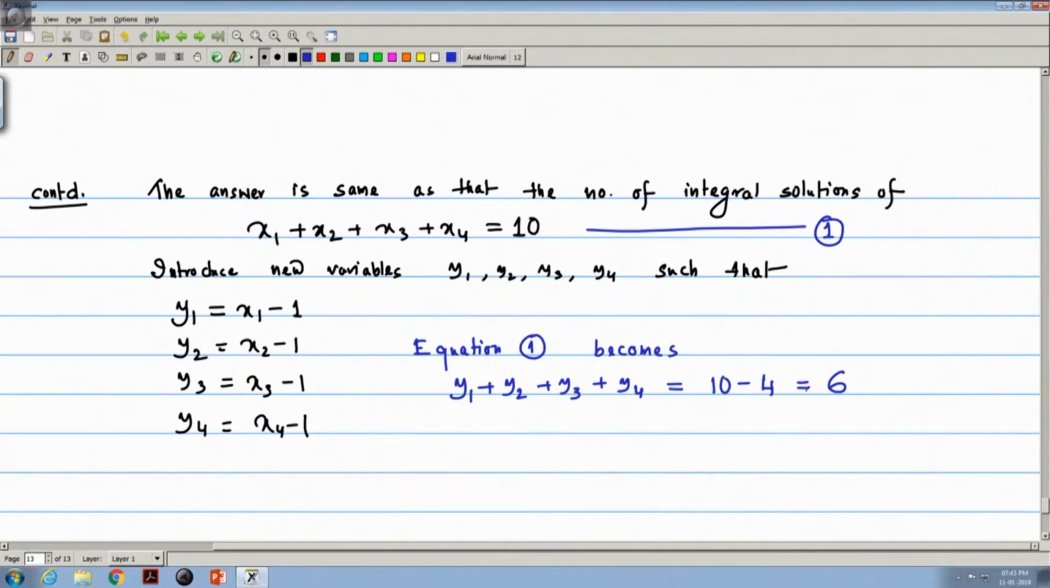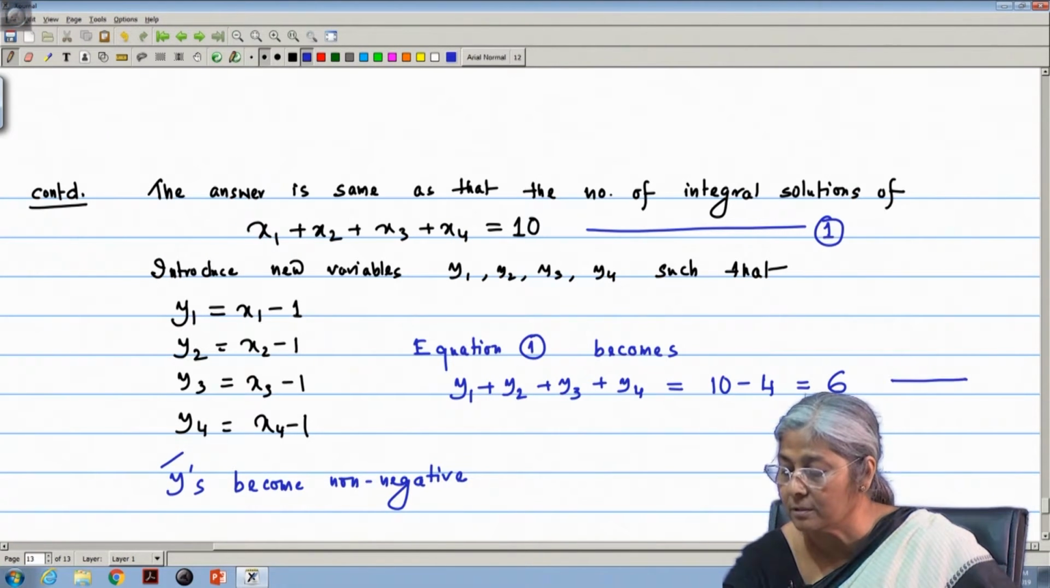So, that is why we have done this, so that the y's become non-negative. I have to find out the number of non-negative integral solutions of this new equation.